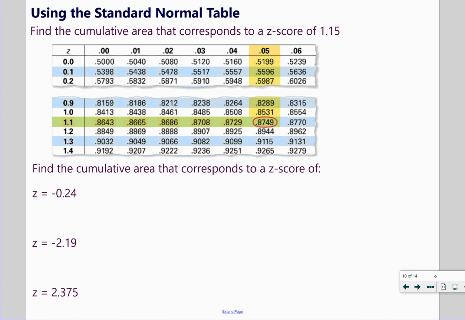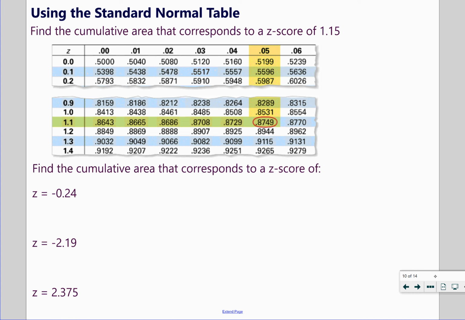Okay? So let's say I wanted to find the cumulative area that corresponds to a z-score of 1.15. Here's how you would find that. So you're going to find the positive side of your packet, which I'm on the negative side, the back one. Okay, so I'm going to find a z-score in the column that says 1.1 is where I'm going to go down to first, for the row that says 1.1. And then I'm going to go over to 0.05, and then you guys should see we have that 0.8749 is the number that you should be able to locate.